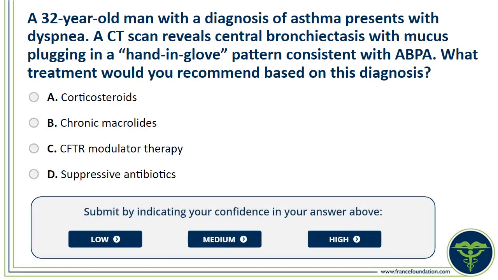Question number 3. A 32-year-old man with a diagnosis of asthma presents with dyspnea. A CT scan reveals central bronchiectasis with mucus plugging in a hand-in-glove pattern consistent with ABPA. What treatment would you recommend based on this diagnosis?